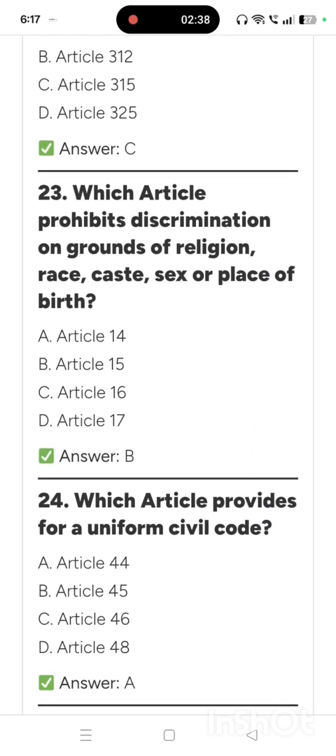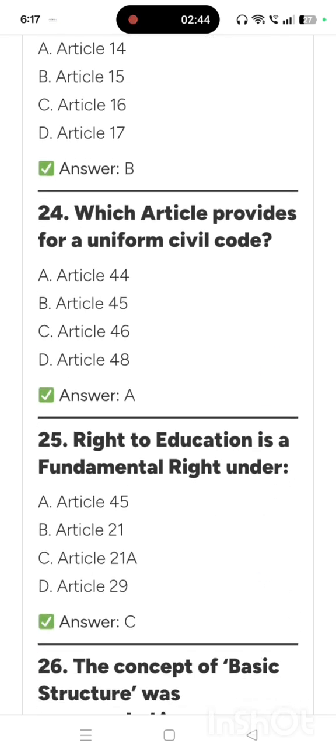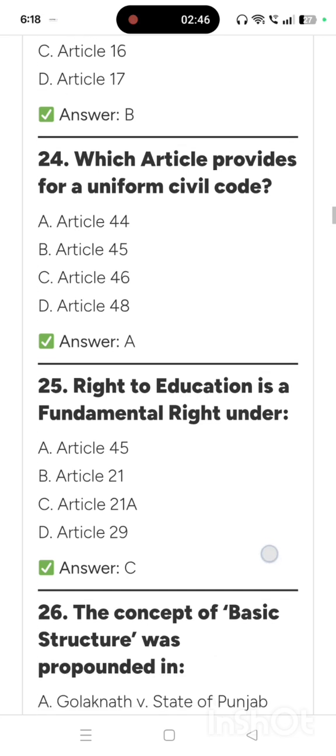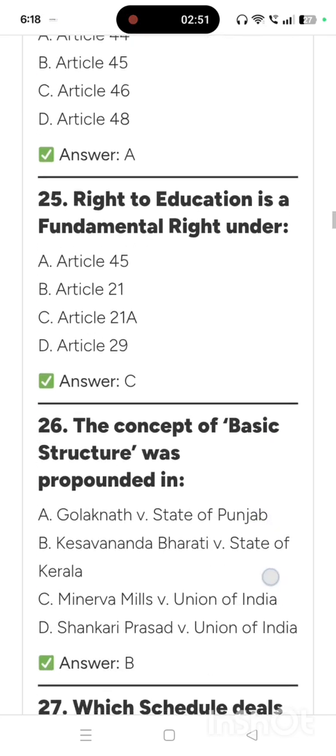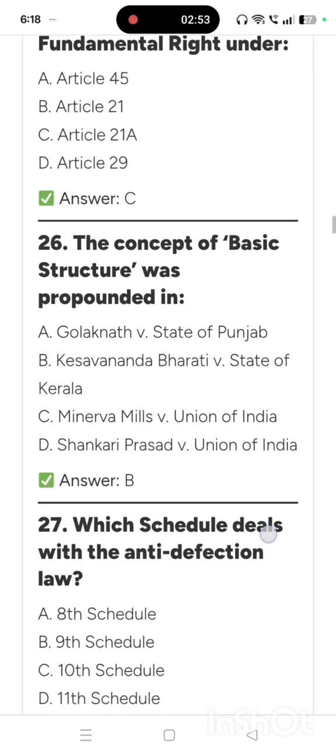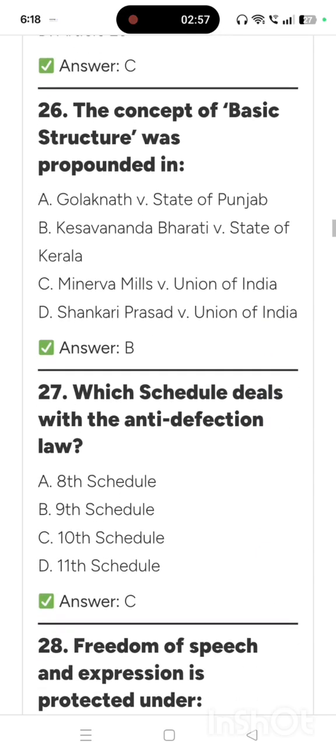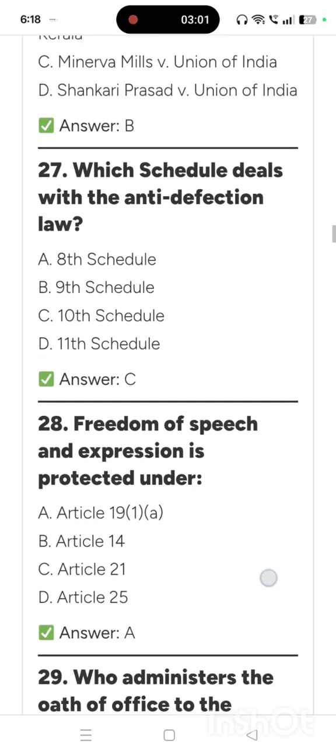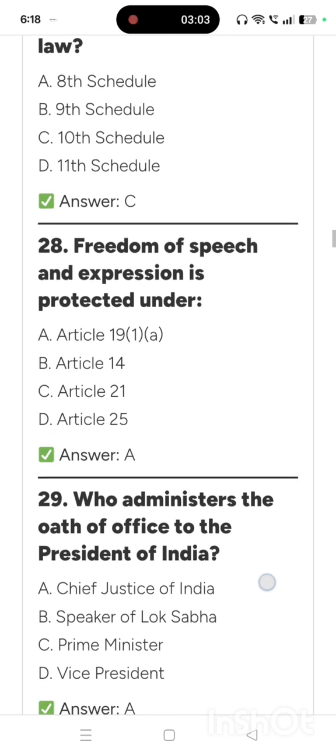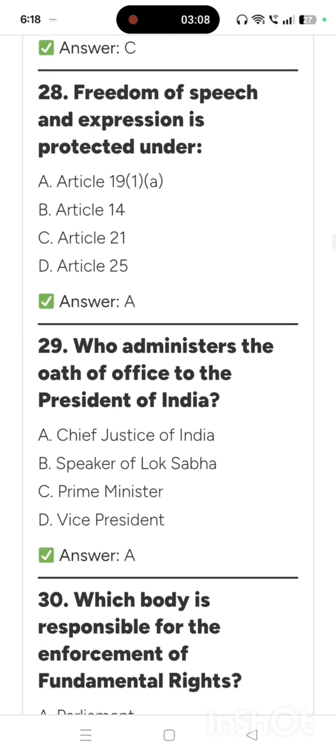Which article prohibits discrimination on grounds of religion, race, caste, sex, or place of birth? Article 15. Which article provides for a uniform civil code? Article 44. The right to education is a fundamental right under Article 21A. The concept of basic structure was propounded in Kesavananda Bharati versus State of Kerala. Which schedule deals with the anti-defection law? 10th Schedule. Freedom of speech and expression is protected under Article 19(1)(a).